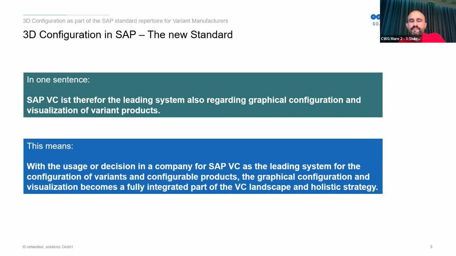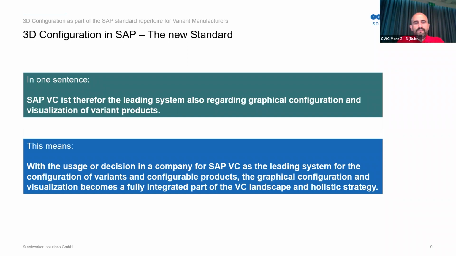So in one sentence: SAP VC, ABC or LOVC makes no difference, is now the leading system also for the graphical configuration and visualization of variant products. So we are shifting a little bit and saying, hey, you're not introducing a 3D configurator, you're just using your SAP VC with 3D configuration. So it's a different approach.